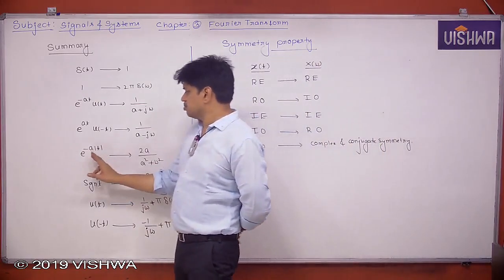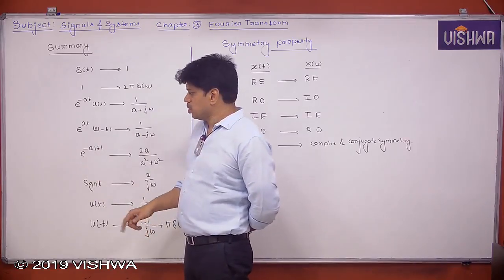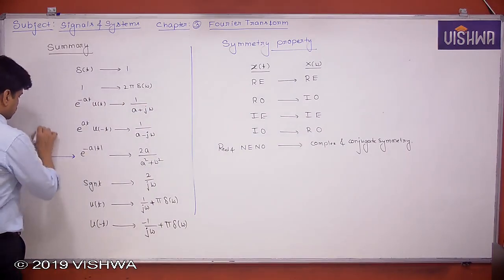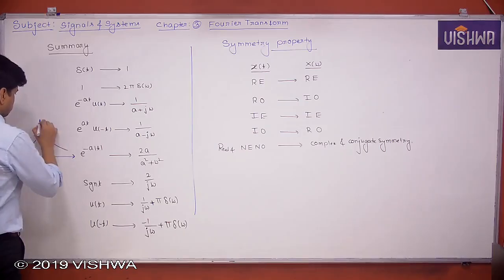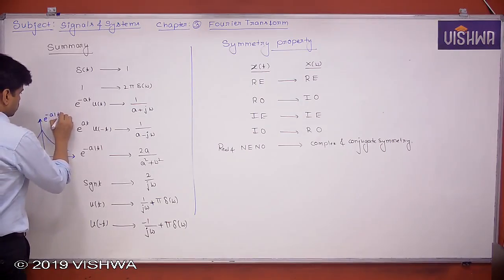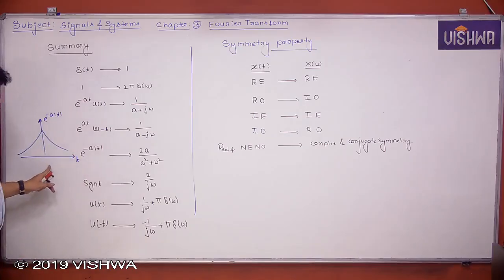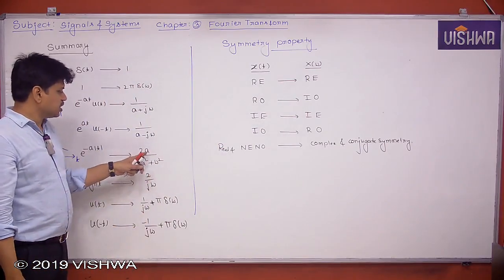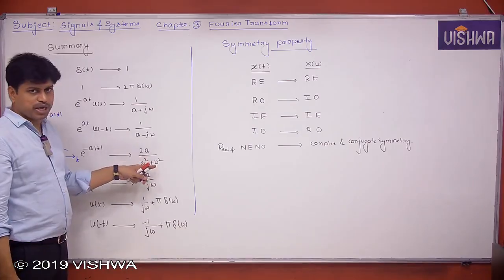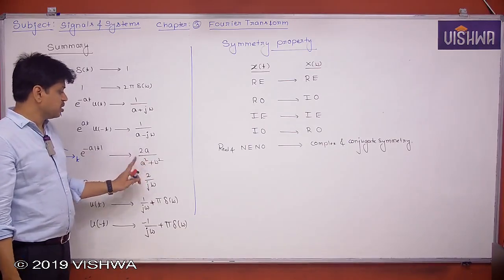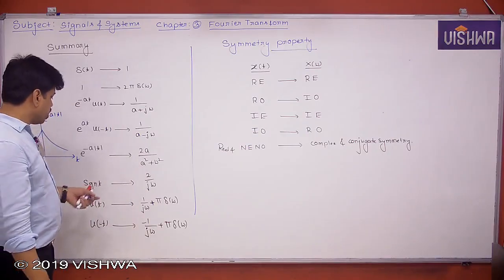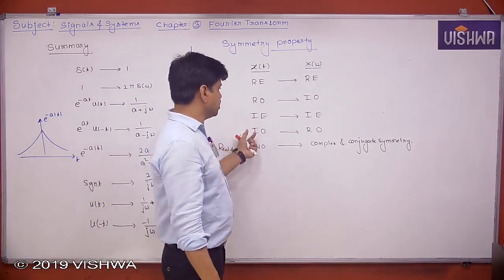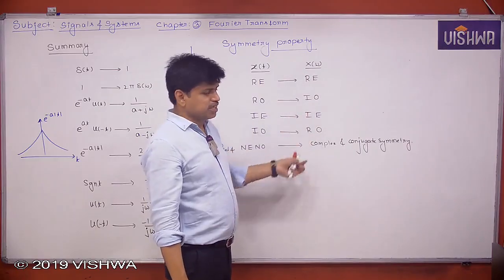Suppose if I say this function e power minus a mod t. If you look at this function, how does it look? It is going to look like this, e power minus a mod t with respect to t. So it's a real function and even function. If it is real and even, what is x of omega we are going to get? Again real and even. Even if you take omega or minus omega, it won't make any difference. So I can say this is real and even only. I hope you understood what I am trying to say. So these are the nature of the signal in x of t, and in the frequency domain, this is the nature we have to remember.